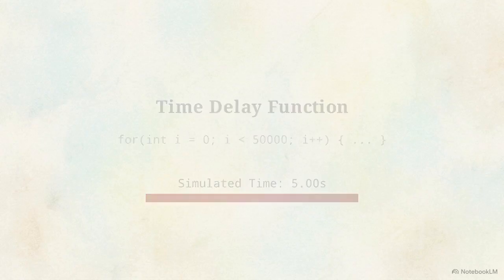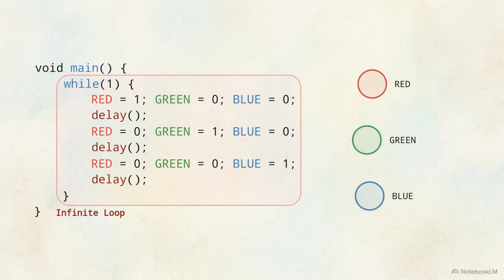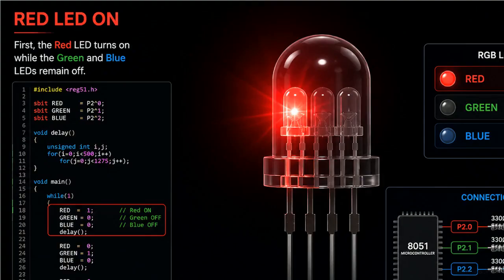Inside the main function, we set up an infinite while loop. This ensures our color sequence runs continuously as long as the board receives power. To begin the cycle, we turn the red pin on by setting it to 1. We also set green and blue to 0 so they remain off, and call our delay function.